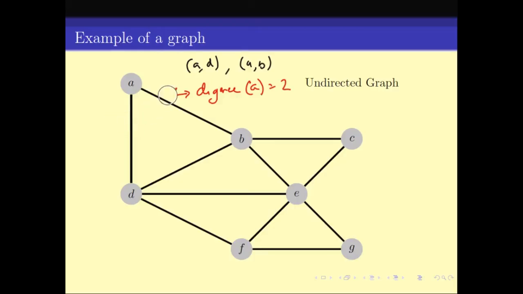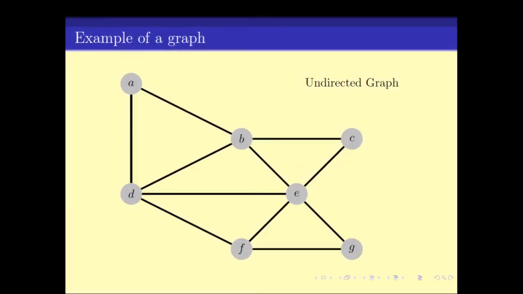Now if the relationship is not reflexive, that is, A is related to B doesn't imply B is related to A, in that case we have to design a different way of writing. We will come up with a different representation.